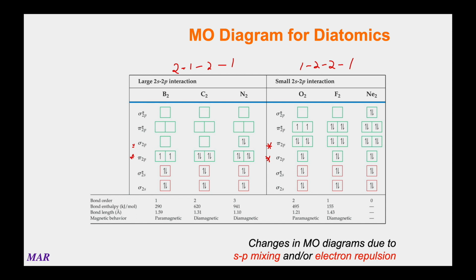The reason they try and rationalize why there's the 2-1-2-1 versus 1-2-2-1 diagrams is because of the sp mixing and or electron repulsion. I don't really buy either one of them, so I think this is an area where scientists still have to figure some stuff out. But anyway, if you're curious why there's the 2-1-2-1 versus 1-2-2-1, those are the reasons they give. I'm not totally in love with either one of them, though.